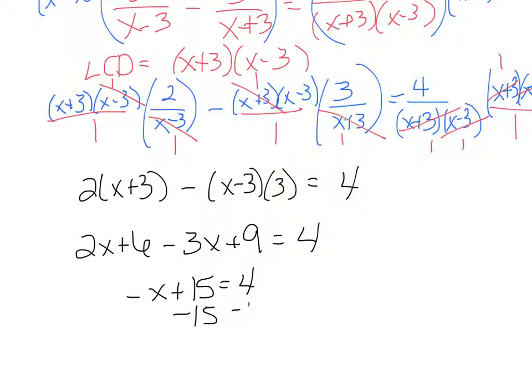Again, isolating x. Negative x is equal to negative 11, which means when we divide each side by negative 1, we get x is equal to 11. This is exactly the same thing we had last time. If in fact at the end we had gotten x equals 3 or negative 3, these would be what we call extraneous solutions, because as we put them in, we'd be dividing by 0, which is impossible, and our solution would be the empty set.